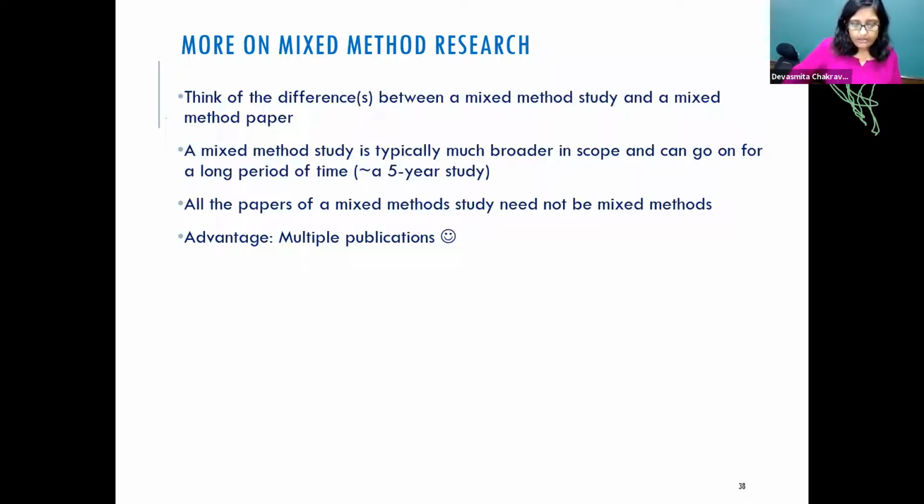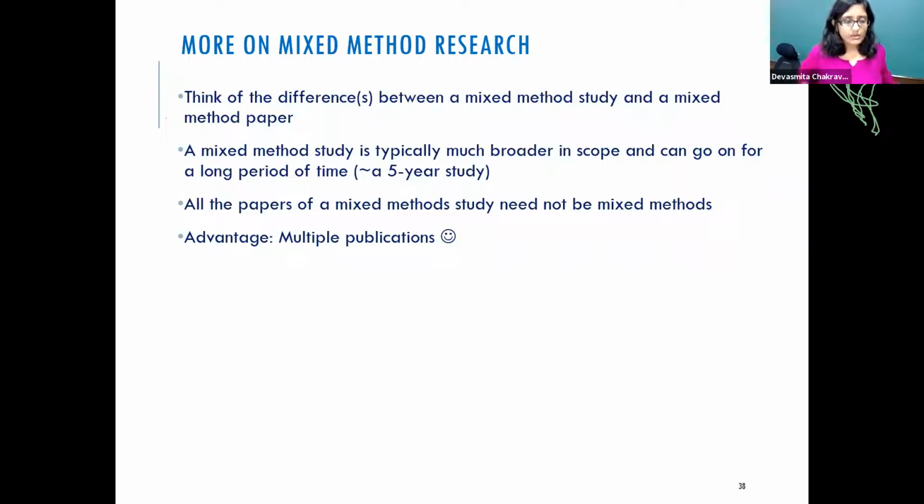Okay. Think of it in terms of multiple publications. When you design a mixed method study, it's more long-term, it's much broader in scope, and you can get multiple papers out of it. Now, in the respective papers, whether you are publishing a qual or a quant paper, you'll see the authors write, this paper is a part of a larger mixed method study that looked at so and so.